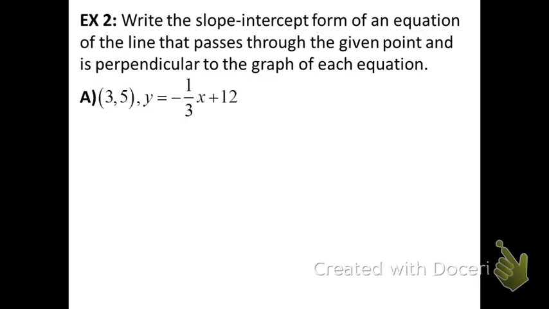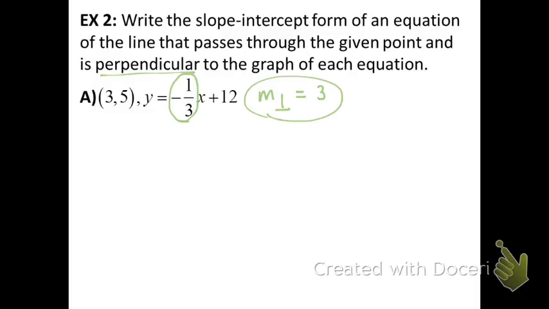So here we go. Here's the equation. We're supposed to write the equation that is perpendicular. So as we look at this line, we want to identify the slope. The slope is negative 1/3, but we want a slope that will be perpendicular to negative 1/3. To do that, we flip it and change the sign. So if we flip negative 1/3 and change the sign, it becomes positive 3/1, or just 3.